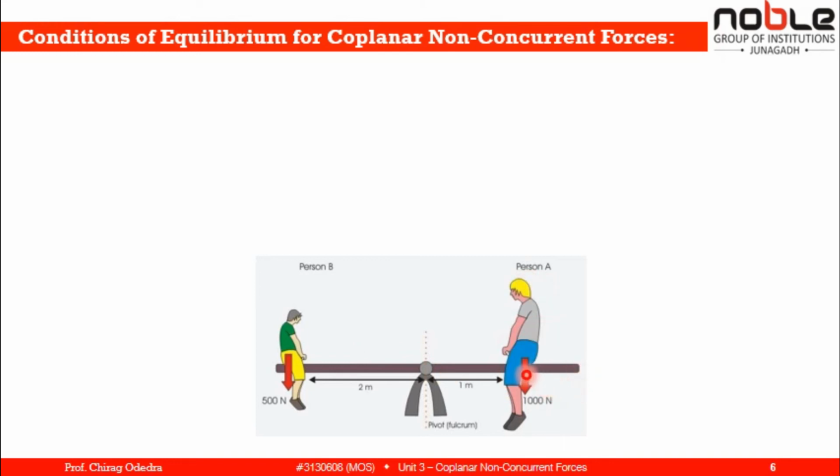Similarly, if person A moves towards the left side, the distance is less than 1 meter, so the moment is less than 1000 Newton meter. So the seesaw moves downward in this direction, and this will be upward. So this is a basic understanding of equilibrium.